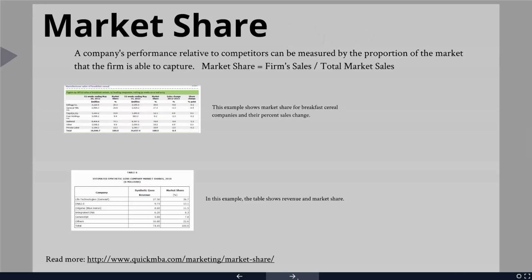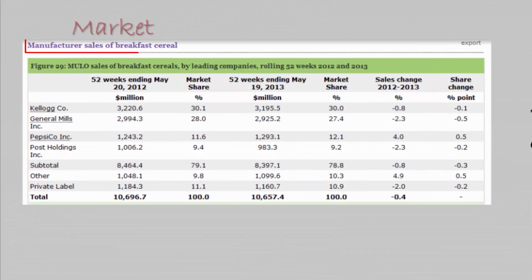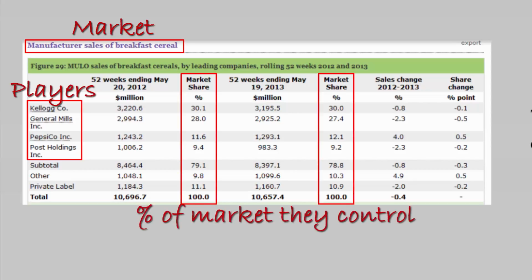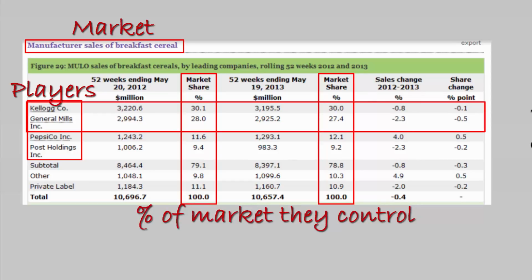So we can look at sales of breakfast cereals. Now before we were looking at the segment, different types of breakfast cereals. Now we're looking at the players, the companies, Kellogg, General Mills, Post, and then how much of the market they actually control, with Kellogg and General Mills clearly dominating this market. Pepsi, Post, and the rest all much smaller.